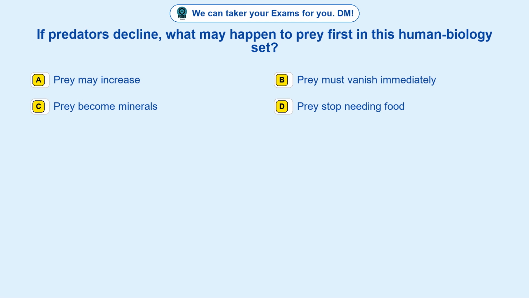Question 18. If predators decline, what may happen to prey first in this human biology set? Option A. Prey may increase. Option B. Prey must vanish immediately. Option C. Prey become minerals. Option D. Prey stop needing food.